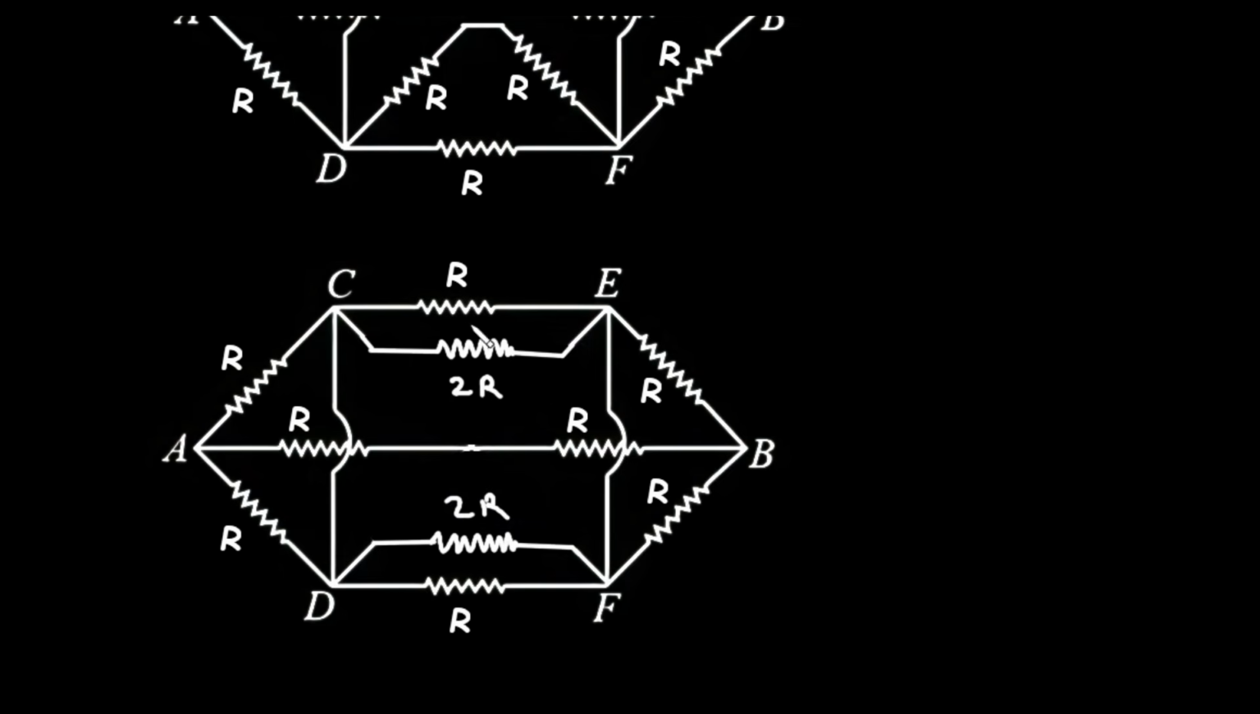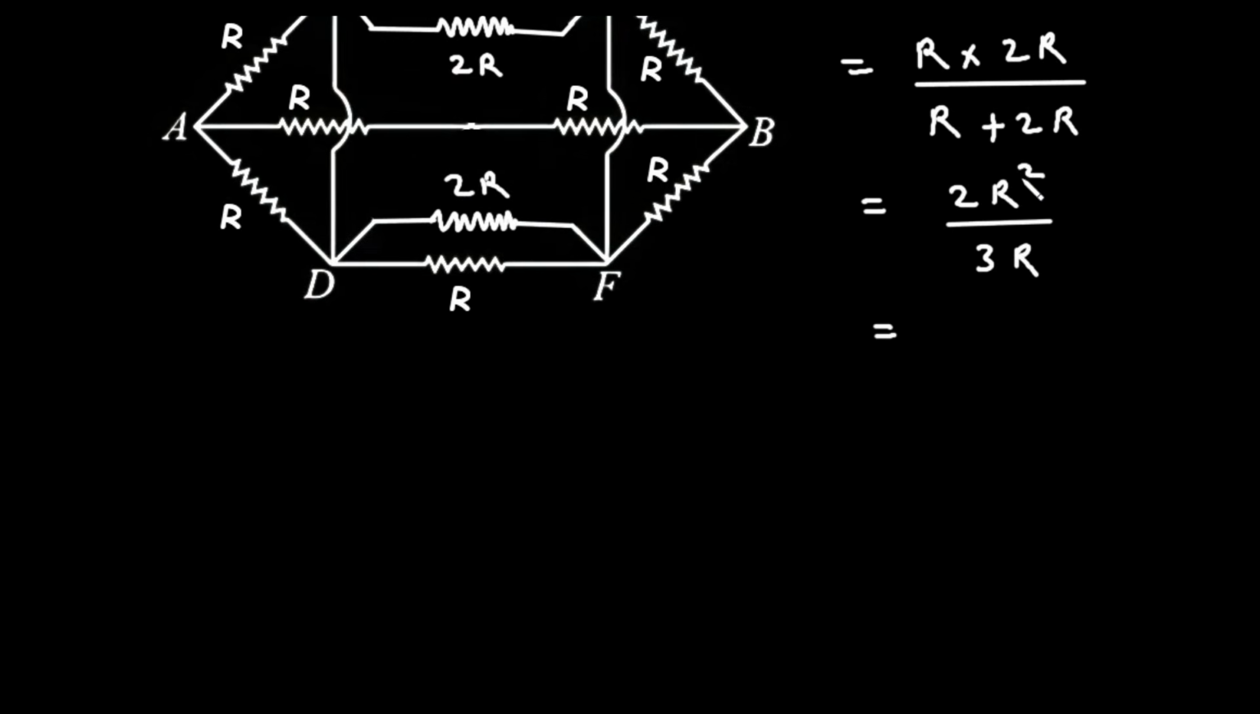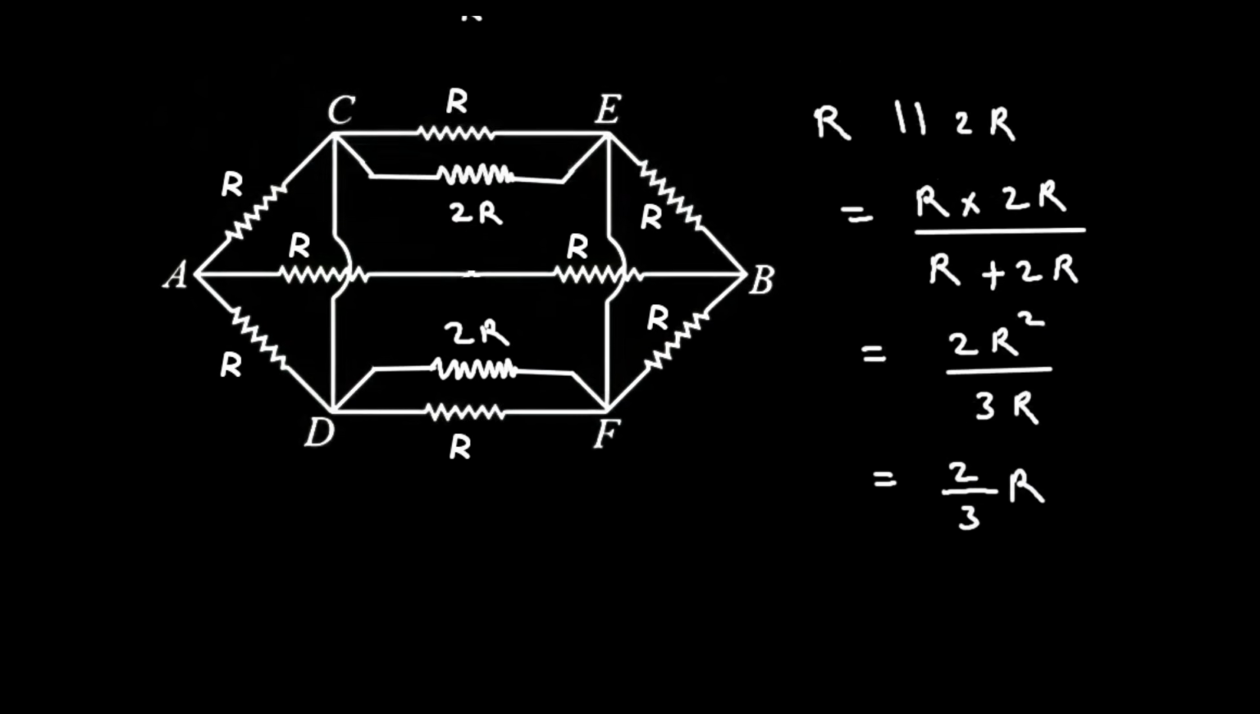Now again here we can see this R and this 2R are connected in parallel. So R parallel with 2R will be R into 2R divided by R plus 2R. If we simplify this, it will be 2 into R square divided by 3R. So it will be simply 2 by 3 R, because the R square gets cancelled with this R. So it will be simply 2 by 3 into R.